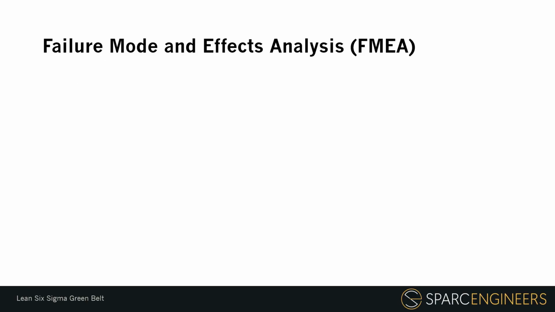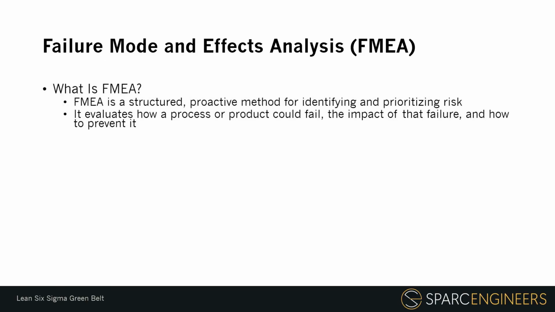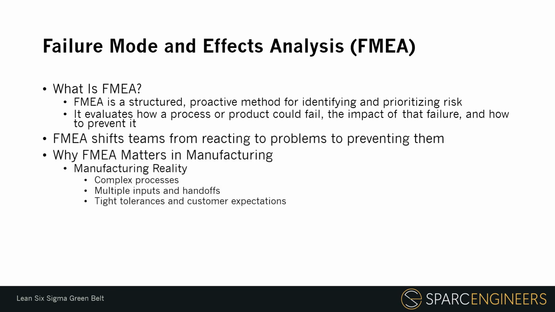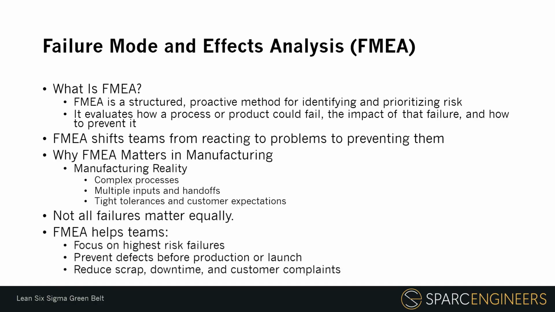FMEA and DMAIC. FMEA is commonly used in the analyze and improve phases of DMAIC. In the analyze phase, FMEA helps us understand where failures could occur, what causes them, and which ones create the greatest risk. In the improve phase, FMEA helps us decide what controls or improvements should be implemented to reduce that risk. FMEA can help reduce errors and defects. It can improve safety and reliability. It can save time and resources by preventing failures rather than reacting to them after they happen.